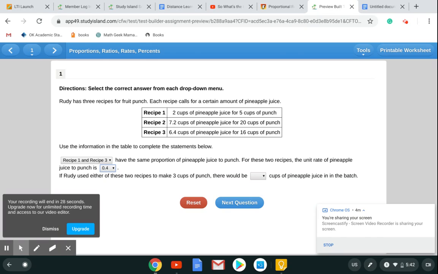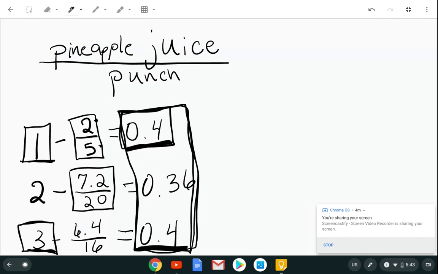Now our last question says, if Rudy used either of these 2 recipes to make 3 cups of punch, there would be blank cups of pineapple juice in the batch. Okay, so 3 cups of punch. Let's go back. If we have 3 cups of punch, they want to know how many cups of pineapple juice there would be.